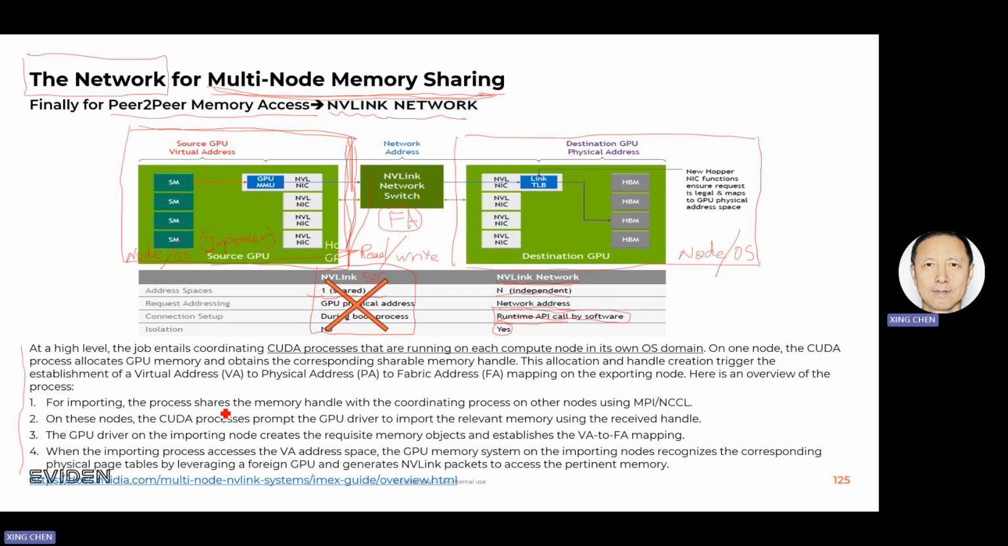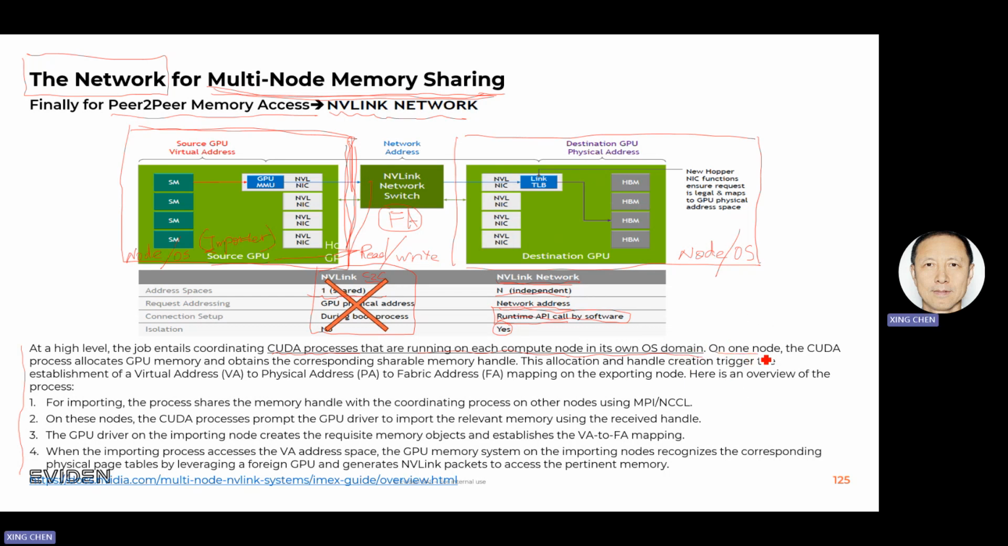Okay, so here we are going to go through this text very quickly to understand the rough process. What are the steps to have this coding done? We have CUDA processes running on each compute node in its own OS domain. So right-hand side, left-hand side, we can have two CUDA processes, one on each node, running on the system, on the node within its own OS domain.